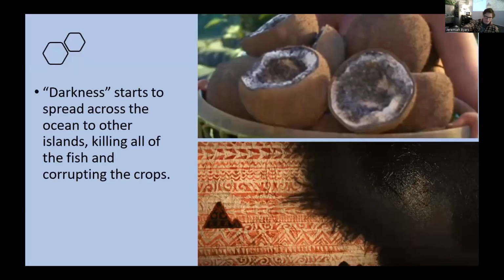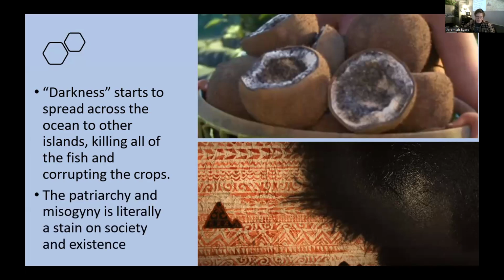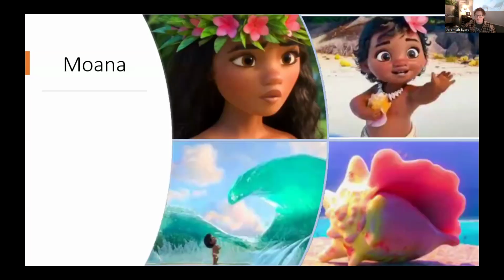And then we have this darkness. This darkness starts to spread across the ocean to other islands, killing all the fish and corrupting the crops. Because the patriarchy and misogyny is literally a stain on society and existence. Okay, if patriarchy kills equality and it discriminates against half the population, that will eventually kill the whole population. So then we have Moana.